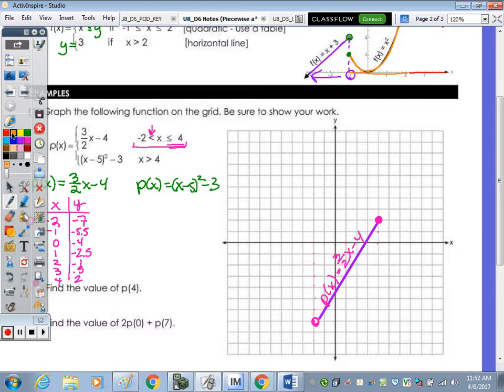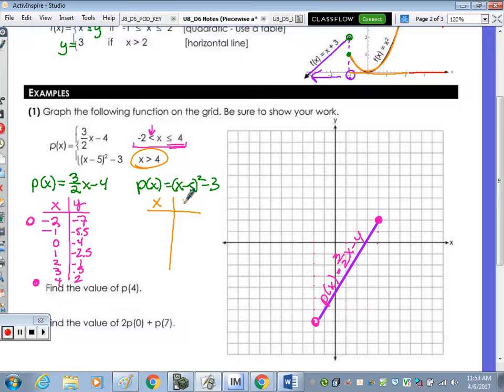Now the other function is for all values greater than 4. But you want to include on your table the value when x is 4, so that's where you put your open circle. So I'm just going to do 5, 6, 7, 8. So the points would be 4, -2, 5, -3, 6, -2, 7, 1, and 8, 6. So open circle at 4, -2. So they're aligned and they can't both be closed. Then 5, -3, 6, -2, 7, 1, and 8, 6.